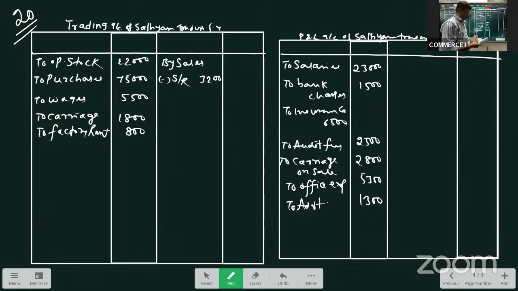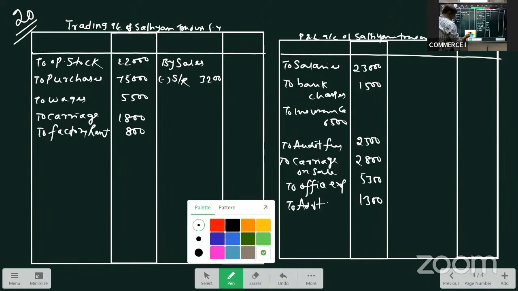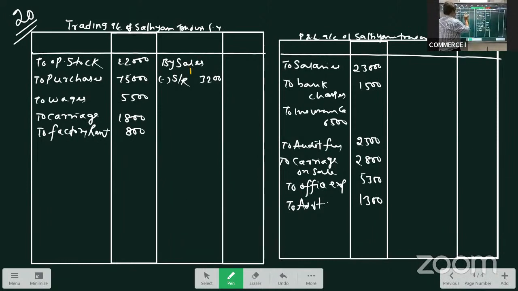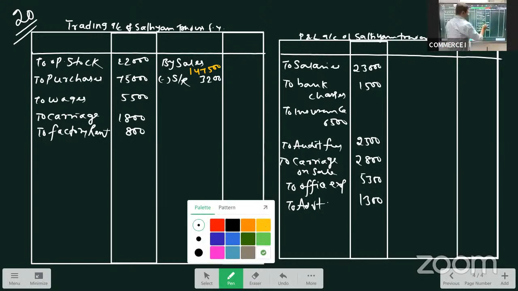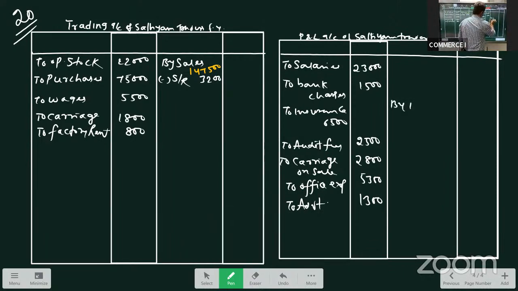Capital will go to balance sheet. Sales. Sales we have 1,47,500. Creditors, liability. Bank overdraft, liability. Bills payable, liability. Discount received will come on the credit side of P&L account. How much is it? 1,600.